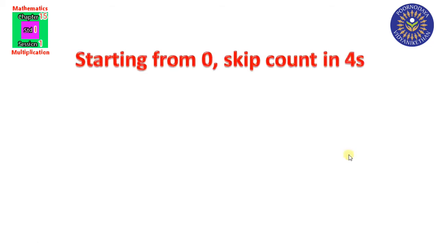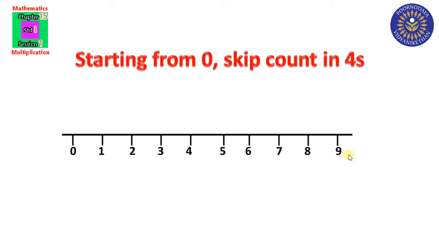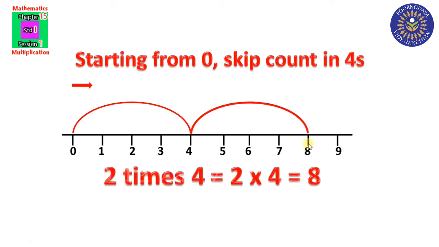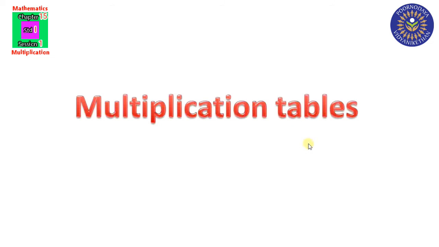Okay. One more example. Starting from 0, skip count in 4's. See here. Number line is this. We have to start from 0. 0 to 4. First we have to skip 4 numbers. 1, 2, 3, 4. We reached on 4. Again we have to skip 4 numbers. 1, 2, 3, 4. Yes, we reached on 8. Did you understand? Yes, children. 2 times 4. That means 2 into 4 is equal to 8. Clear? Next we are going to learn multiplication table.